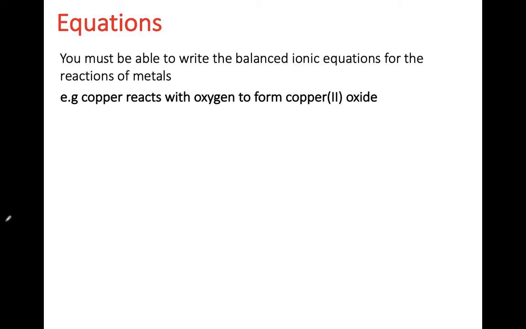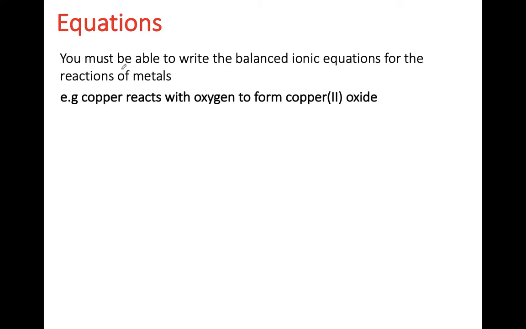So now that we've covered the different rates at which metals can react with oxygen, you must also be able to write balanced ionic equations for reactions of metals. It gives us an example here, and it says copper reacts with oxygen to form copper 2 oxide. Before we jump straight into a balanced ionic equation, we first want to get a balanced formula equation. So the balanced equations that you've done before, we want to write one of those for this reaction.